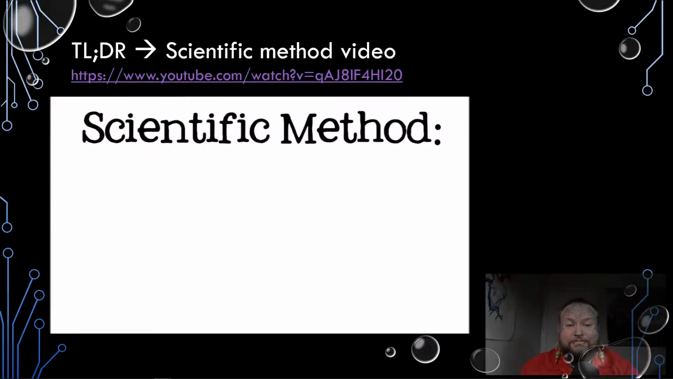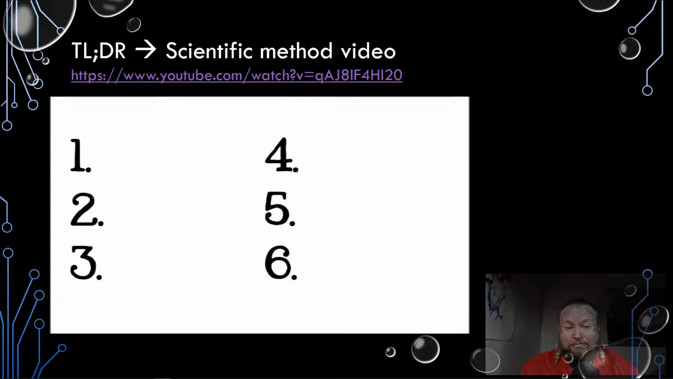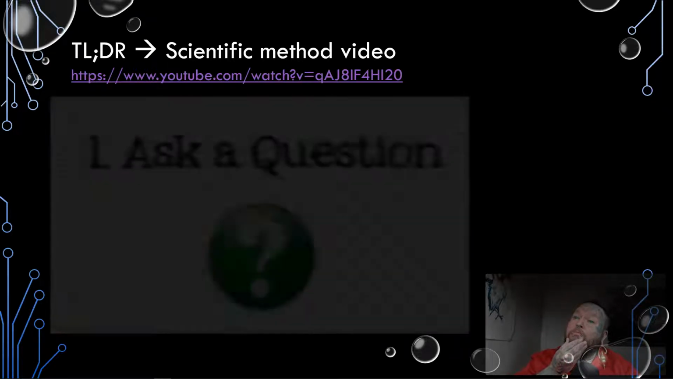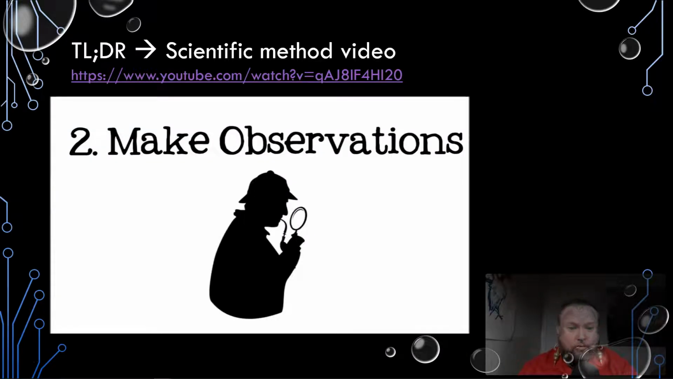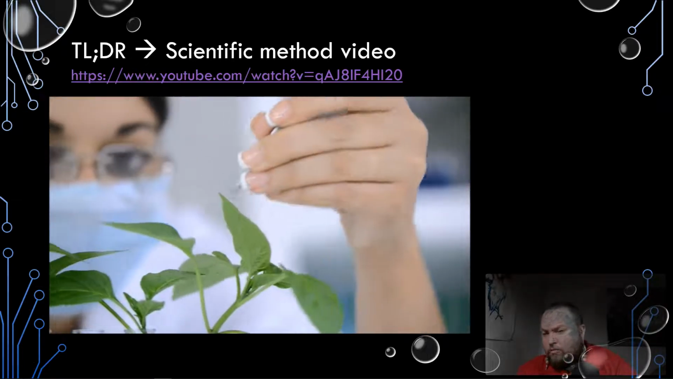The scientific method is a way to ask and answer scientific questions by making observations and doing experiments. There are 6 simple steps to follow. First, ask a question or identify the problem you would like to solve. Second, make observations and do research about your topic. Observation means to study carefully.